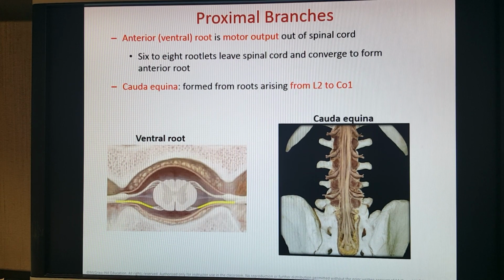Last branching off of your spinal cord is your cauda equina. So these, again, are more nerves going from L2, our second lumbar vertebra, all the way down to your first bone in your coccyx region. So extending that entire length are those nerves branching off from there.